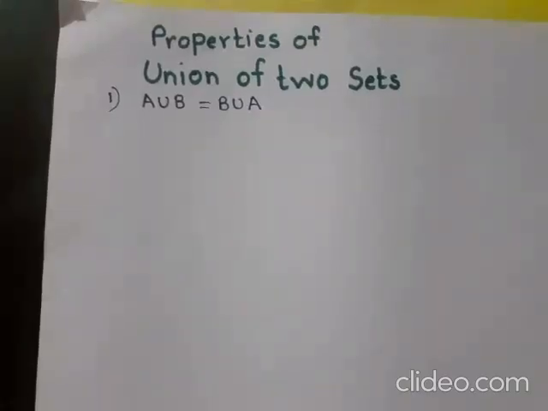Now let us see properties of union of two sets. Set of A union B is equal to set of B union A. As in union, we write all the elements of set A and B. So, if we write the elements of set A and B or elements of set B and A, both will be same.